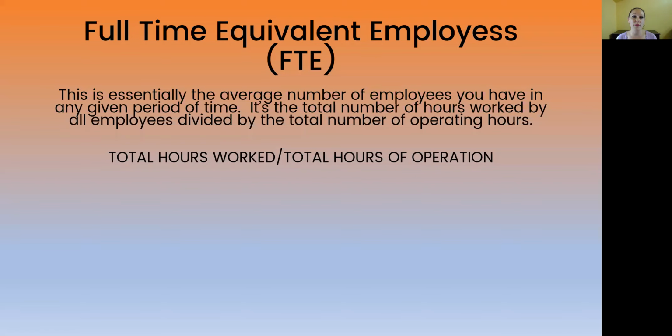So a full-time equivalent employee is essentially your average number of employees over any given period of time. The way it is calculated is you take that period of time, for example January 1st of 2020 through February 29th of 2020, and you calculate the total number of operating hours. Then you divide that into the total number of hours worked by your employees, whether full-time or part-time. Total hours worked by everybody.